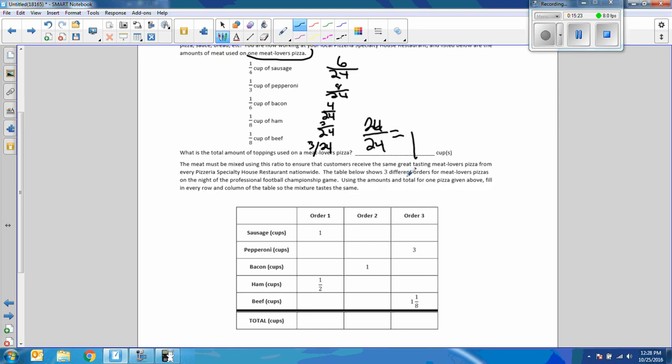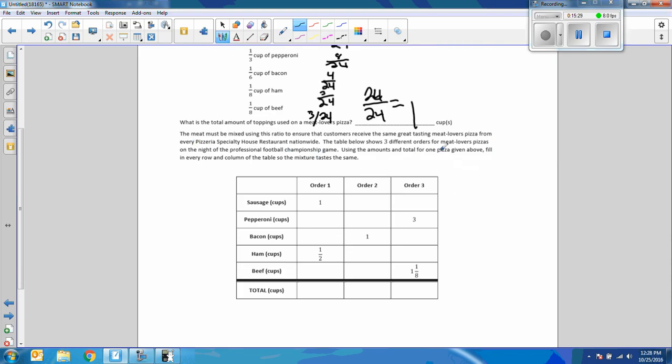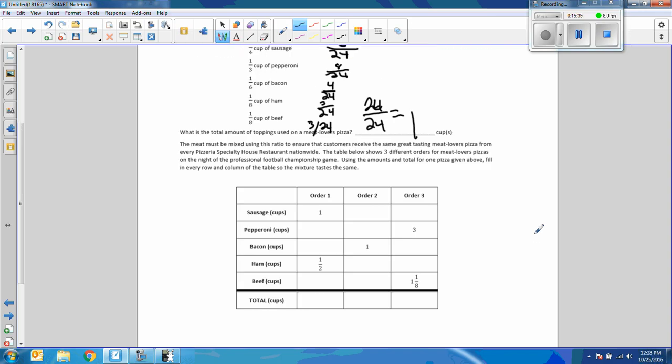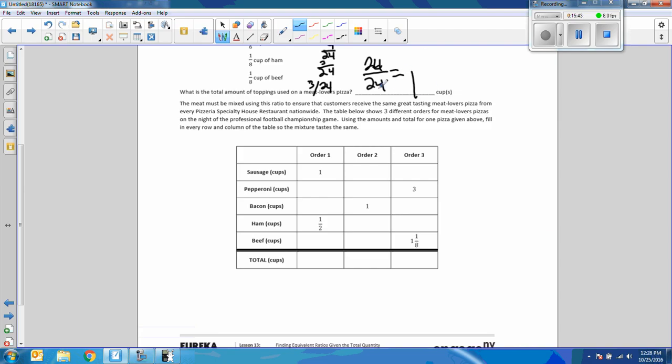The table below shows 3 different orders of meat lovers pizzas on the night of the professional football championship game, using the amounts of total for one pizza given above. Fill in every row and column of the table so the mixture tastes the same. So we need to fill this in. So we got to keep in mind that we're using 1 full cup per pizza.